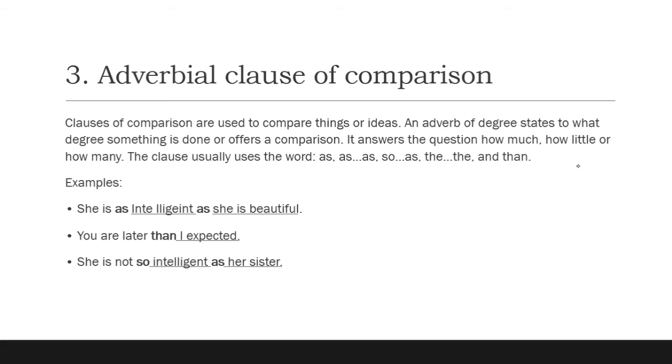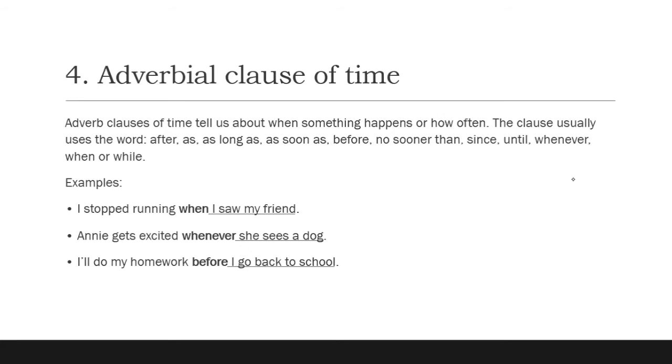Examples: She is as intelligent as she is beautiful. You are later than I expected. She's not so intelligent as her sister.